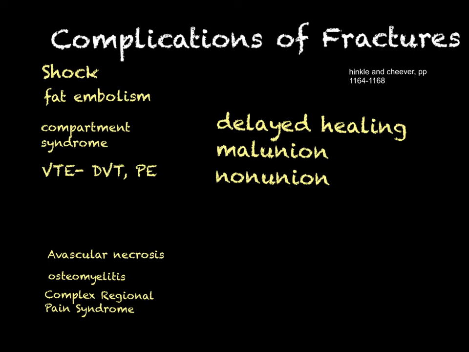Non-union of bones is when the bone fragments don't ever heal. And that is really complicated to heal, and most of the time there's going to be a surgical procedure. You'll usually have an internal fixation. You may have bone grafts, and it can take months to heal. There are also, your book talks about electrical stimulation to stimulate osteoblasts to lay down bone.